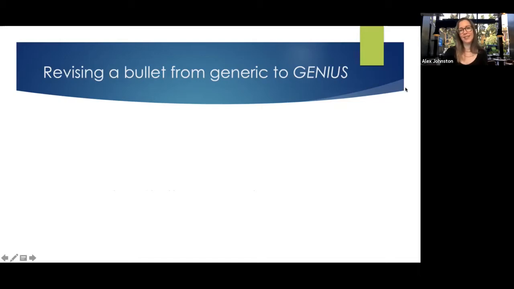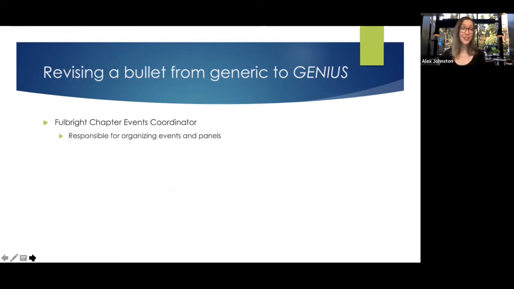Okay, revising a bullet from generic to genius. Oh, I was having too much fun labeling this, but let's look at a pretty straightforward bullet point that I might see on any resume, and that, frankly, I had on my own resume because it's taken me a long time to learn this. We're all starting from different points on this journey, and this is not something you know unless you're taught. We don't just know this stuff, and that's why it's so impressive that you came to this and that you're learning about this, because nobody expects you to know this without practicing and learning it.